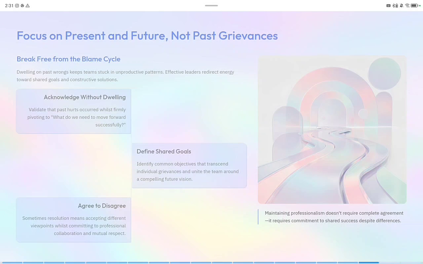Define shared goals. Identify common objectives that transcend individual grievances and unite the team around a compelling future vision. Agree to disagree. Sometimes resolution means accepting different viewpoints while committing to professional collaboration and mutual respect. So, maintaining professionalism doesn't require complete agreement, it requires commitment to the shared success despite the differences.